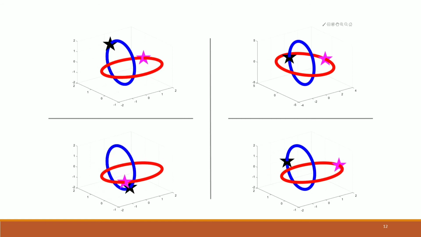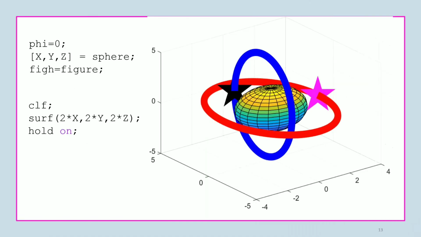The first animation is for a single round, the second for 2 rounds, and the other 2 are for 3 rounds. However, the top right has different values for the major and minor axes, resulting in elliptic paths. In this animation, we insert a sphere using the command x, y, z equals sphere. This is written in the initialization part.